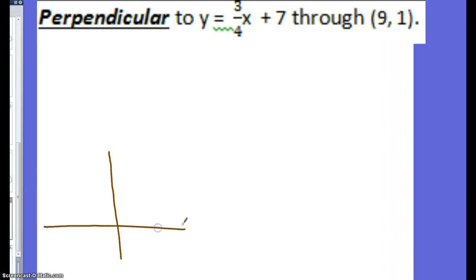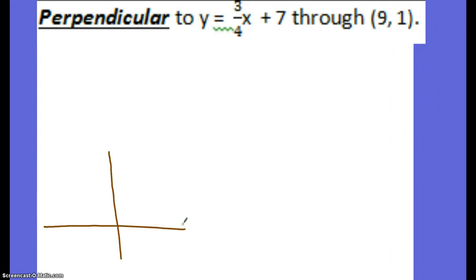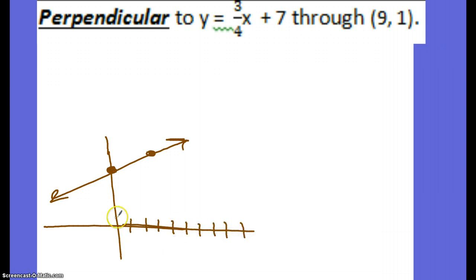So on this one, if I were going to graph it, just a rough sketch of this. So up at 7, up 3/4 might look something like this. And through the point 9, 1. So 1, 2, 3, 4, 5, 6, 7, 8, 9. Up 1. So maybe the point is about here. And so what we want to do is we want a point through here that's perpendicular. It looks like I need to extend this a little to get a line that looks perpendicular to that line.